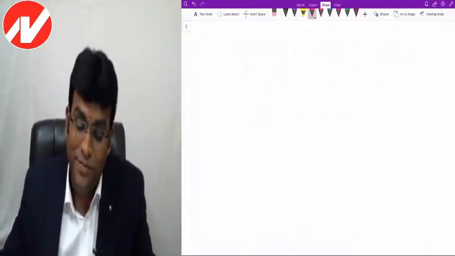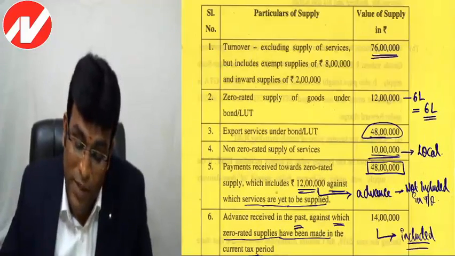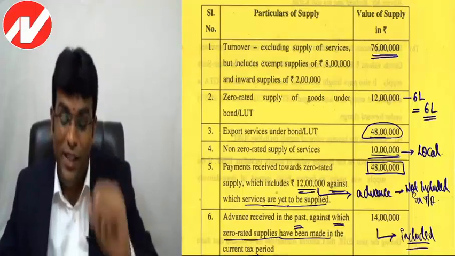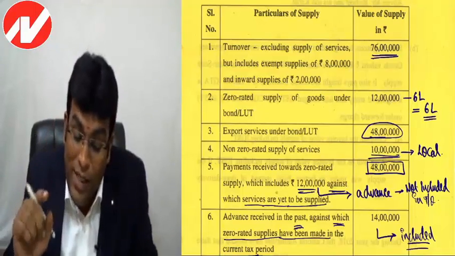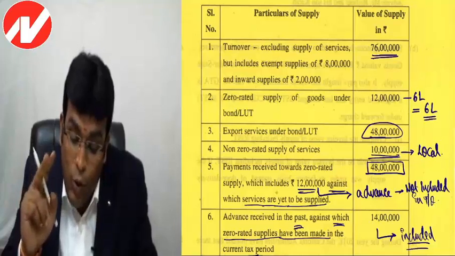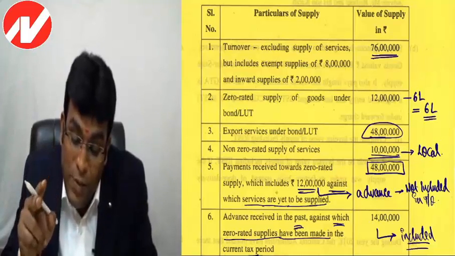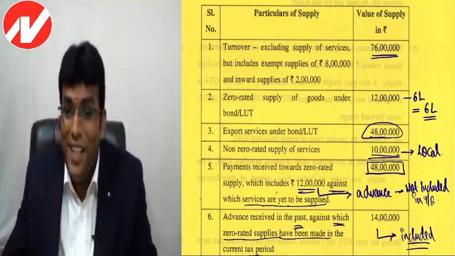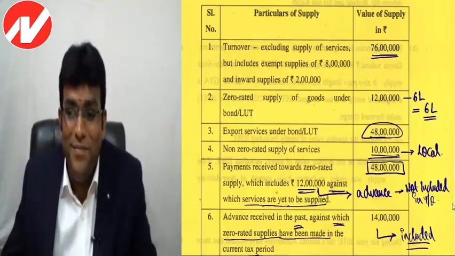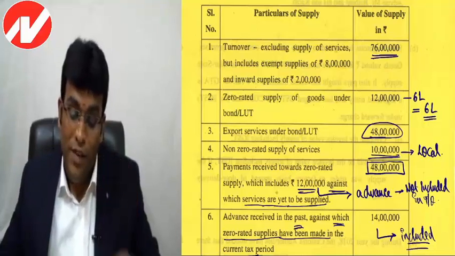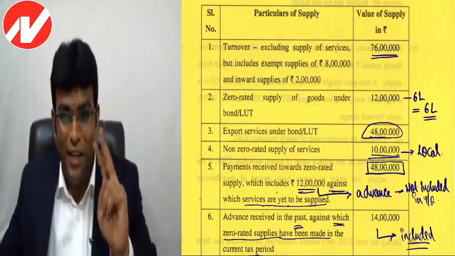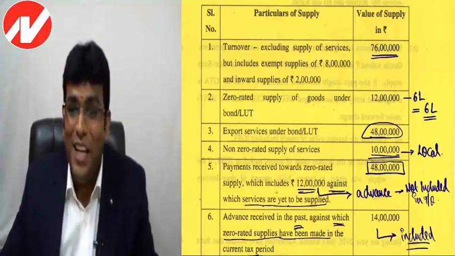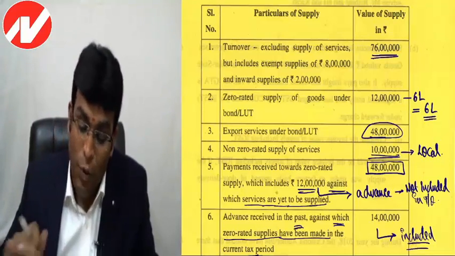Exactly. And you have to observe that out of 76 lakhs, 8 lakhs is towards exempt supplies and 2 lakhs is towards inward supplies. Getting clarity, guys? So friends, out of 76 lakhs, 2 lakhs is towards inward supplies and 8 lakhs is exempt supplies. Clear, friends?